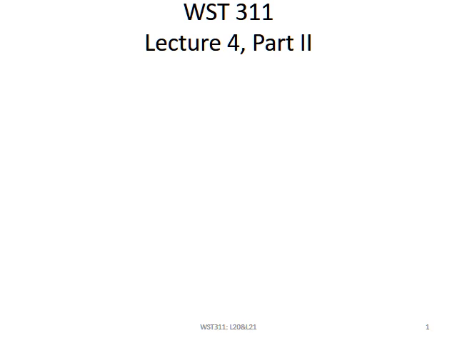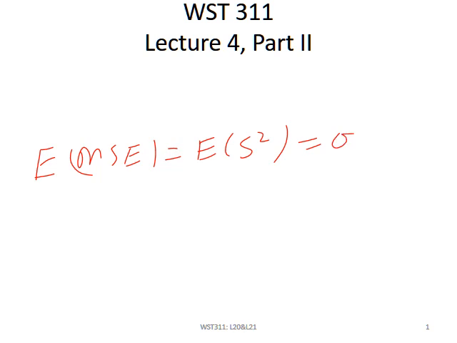Welcome to Lecture 4. We concluded Lecture 3 by stating that the expected value of the mean square error, also written as the expected value of S square, equals sigma square. From this, we can conclude that the mean square error is an unbiased estimator for sigma square. We will derive these facts in the next slides.